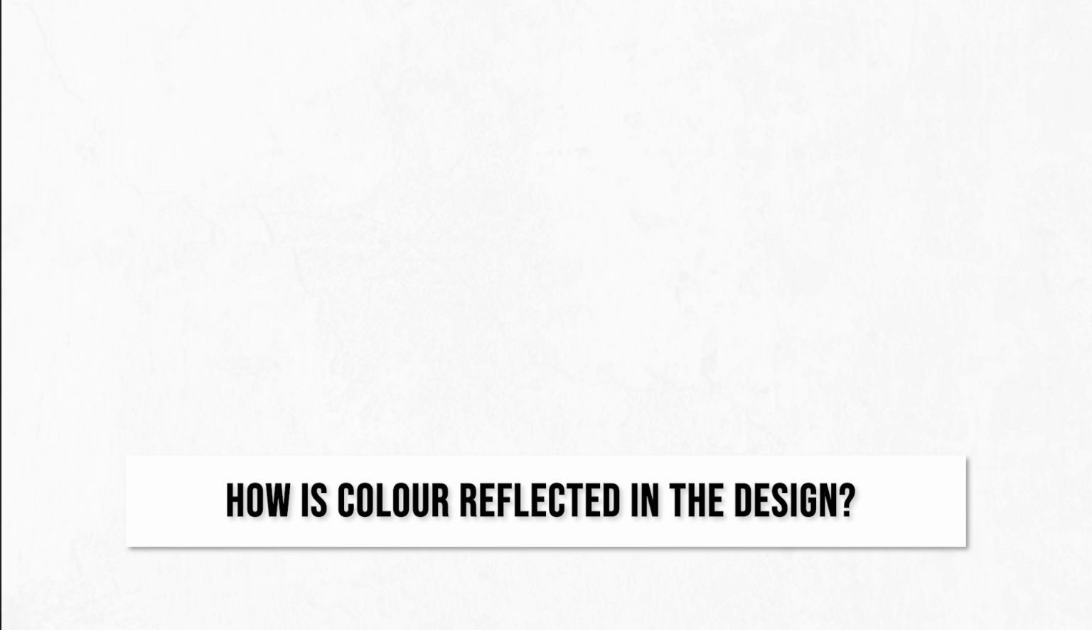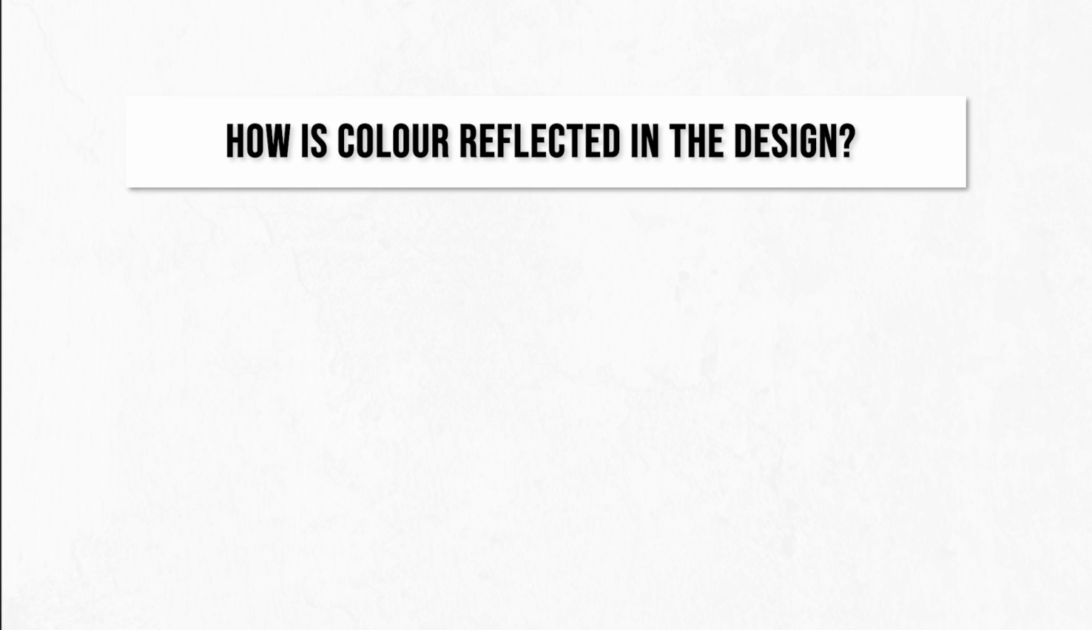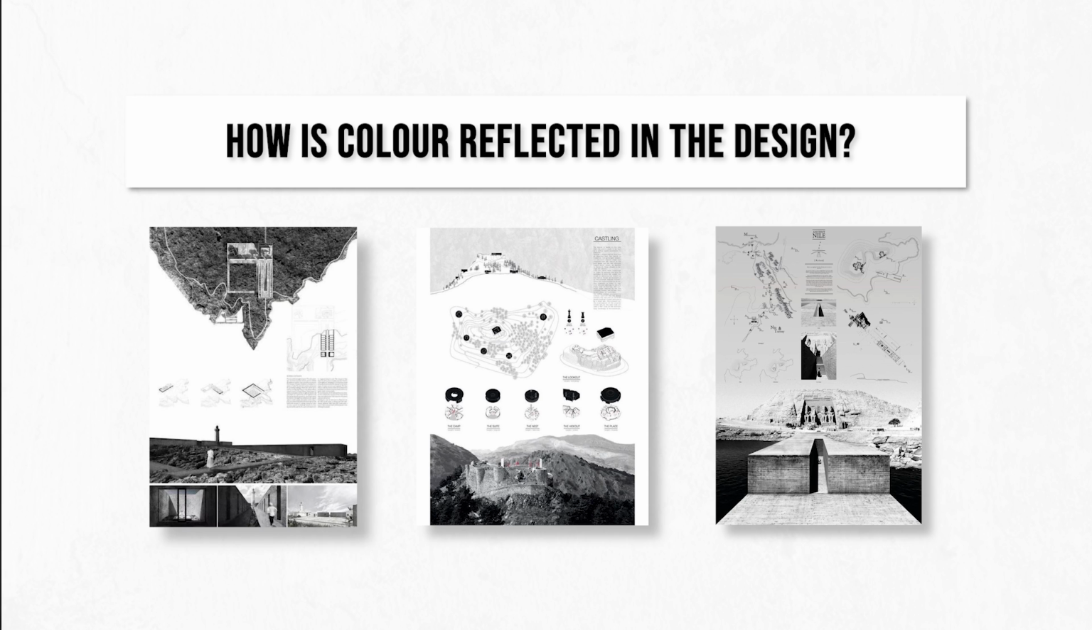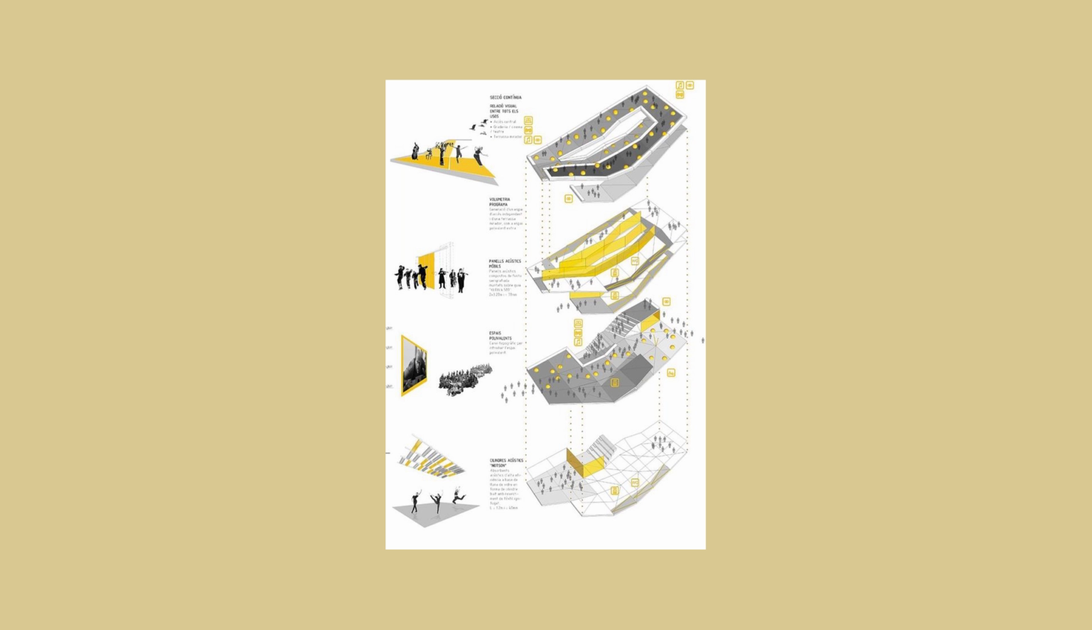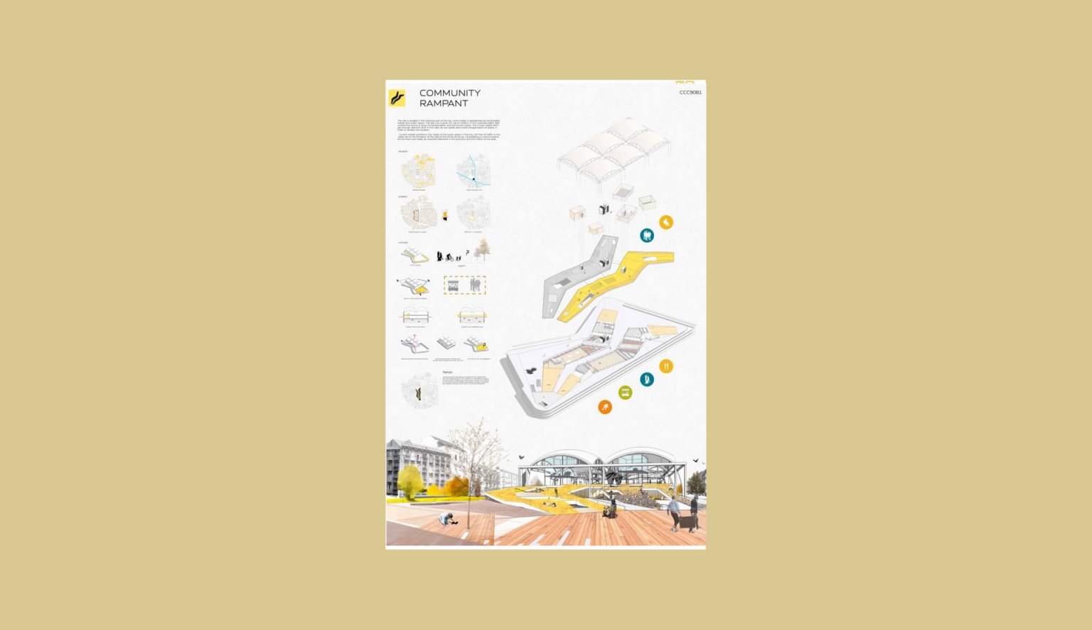How is color reflected in the design? If the board is predominantly in black and white or gray, does that make the design feel cold? Consider using color as a feature in your diagrams, and that is spread across your multiple boards.